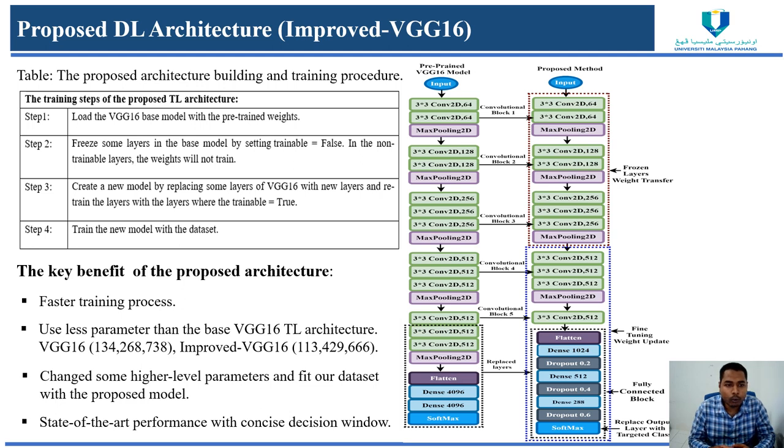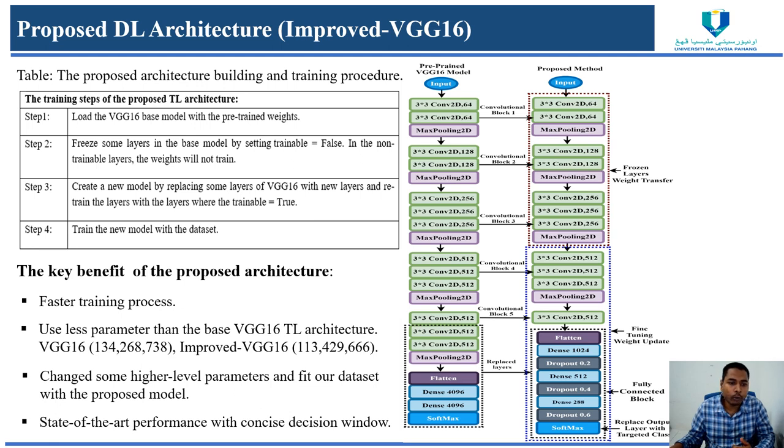In the first step, we load the base VGG16 model with the pretrained weights, and in the second step, we freeze some layers in the base VGG16 model. The red dotted area of this figure shows the working of step 2. In this area, the weights will not update with the time frequency image. This area just transfers its weights to the next layer.